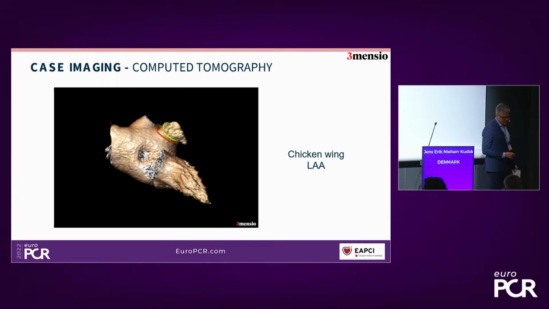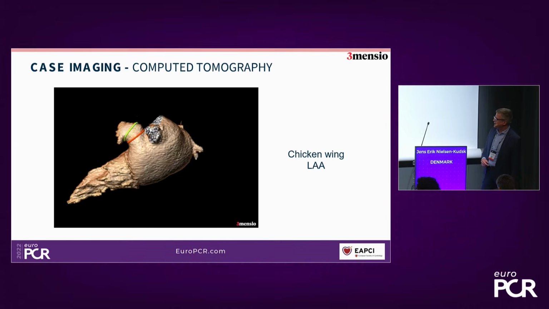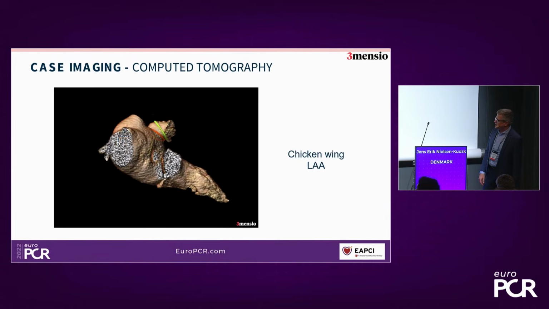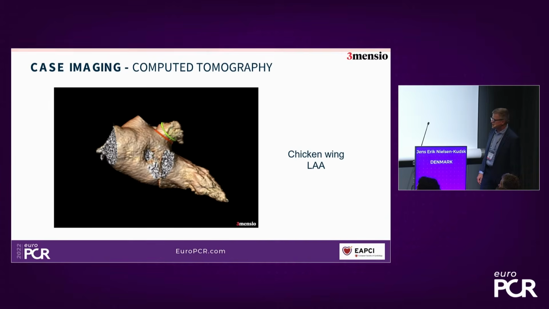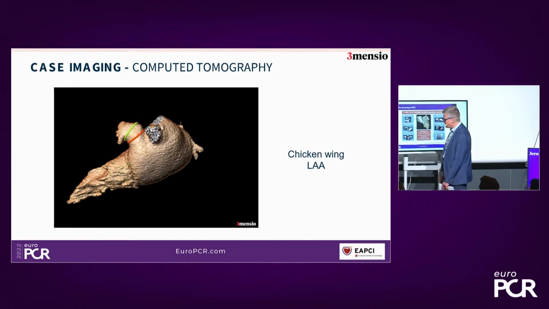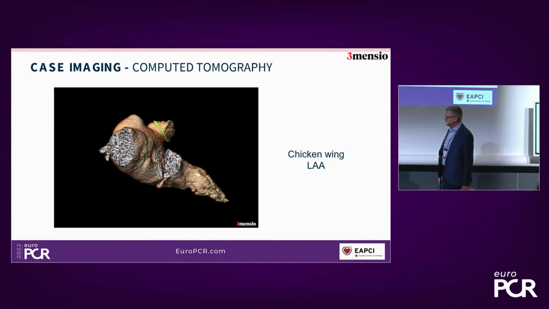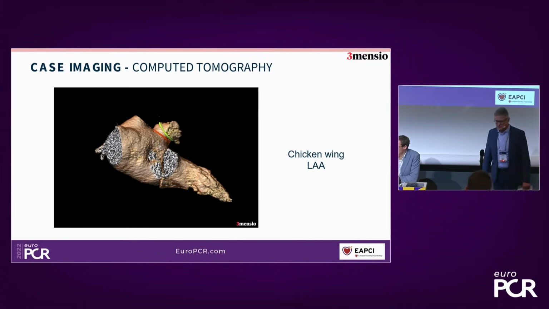When I look at this three-dimensional reconstruction, I think I can be suspicious about a filling defect in the peripheral part of the LAA. I don't think we see the entire LAA actually on those images. So Lars, are you sure that you're not looking at an appendage here with a thrombus?